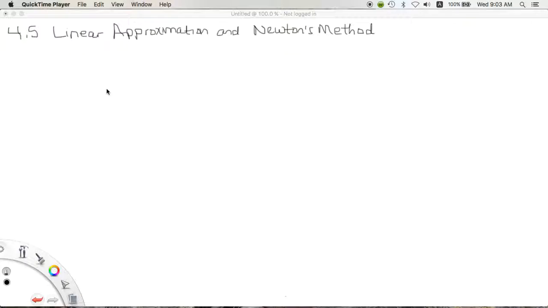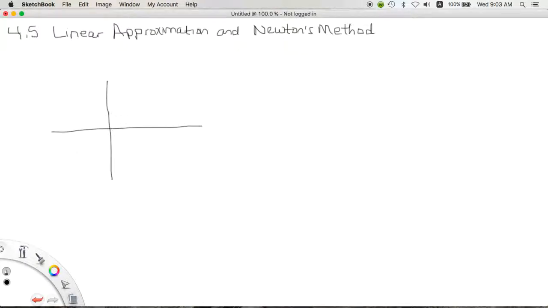Now, if you have a function, say we have one that looks like this. If we look at a very small interval here, we can approximate the function by that tangent line that goes through this point here. And that's called a linear approximation.